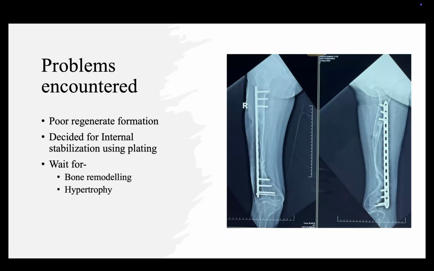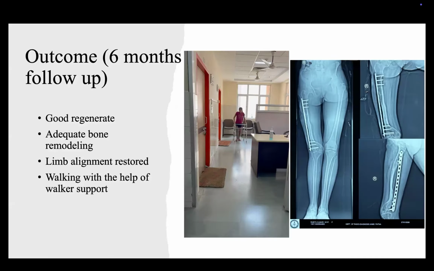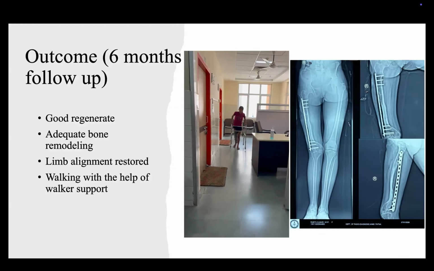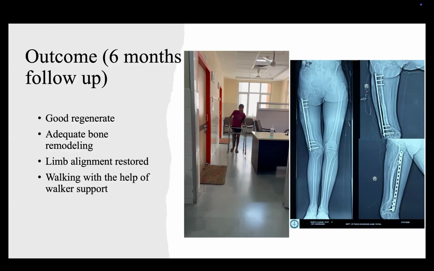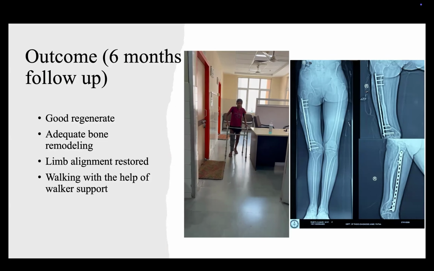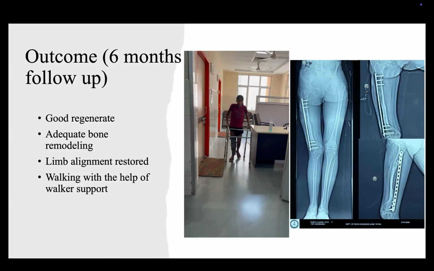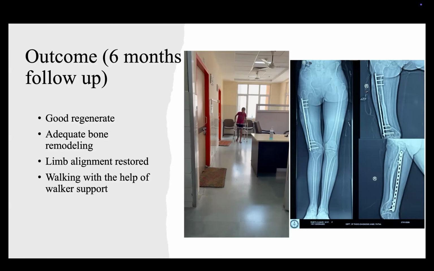So what were the problems encountered? Even after 4 months of distraction, the regenerate which was formed was poor, and we then decided to do internal stabilization using plating and to wait for bone remodeling and hypertrophy. So after 6 months of the plating, the regenerate was adequate, the bone remodeling was good, and the limb alignment was restored. There was still some amount of limb length discrepancy, but the patient was able to walk with support.